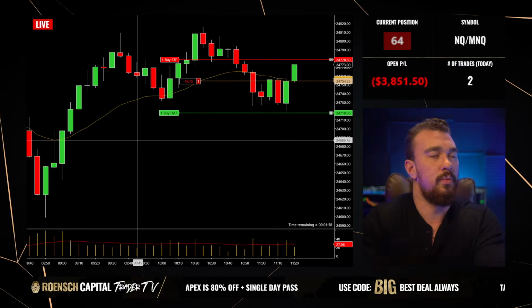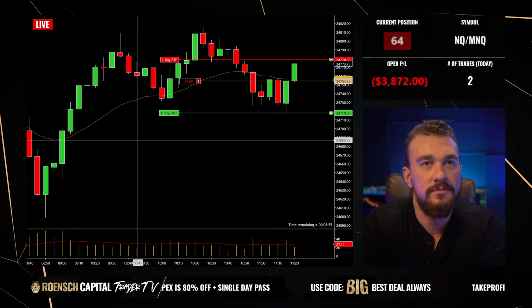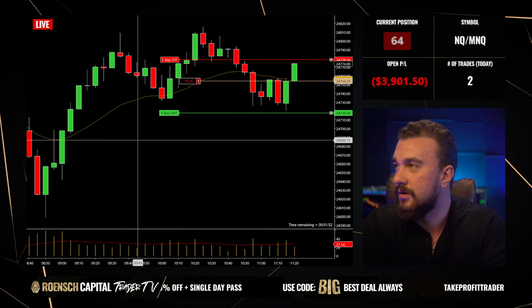This little trade here, better than 1-to-1 reward to risk. Let's see if they take it out. Risk offloaded to the computer. Risk management, that is.